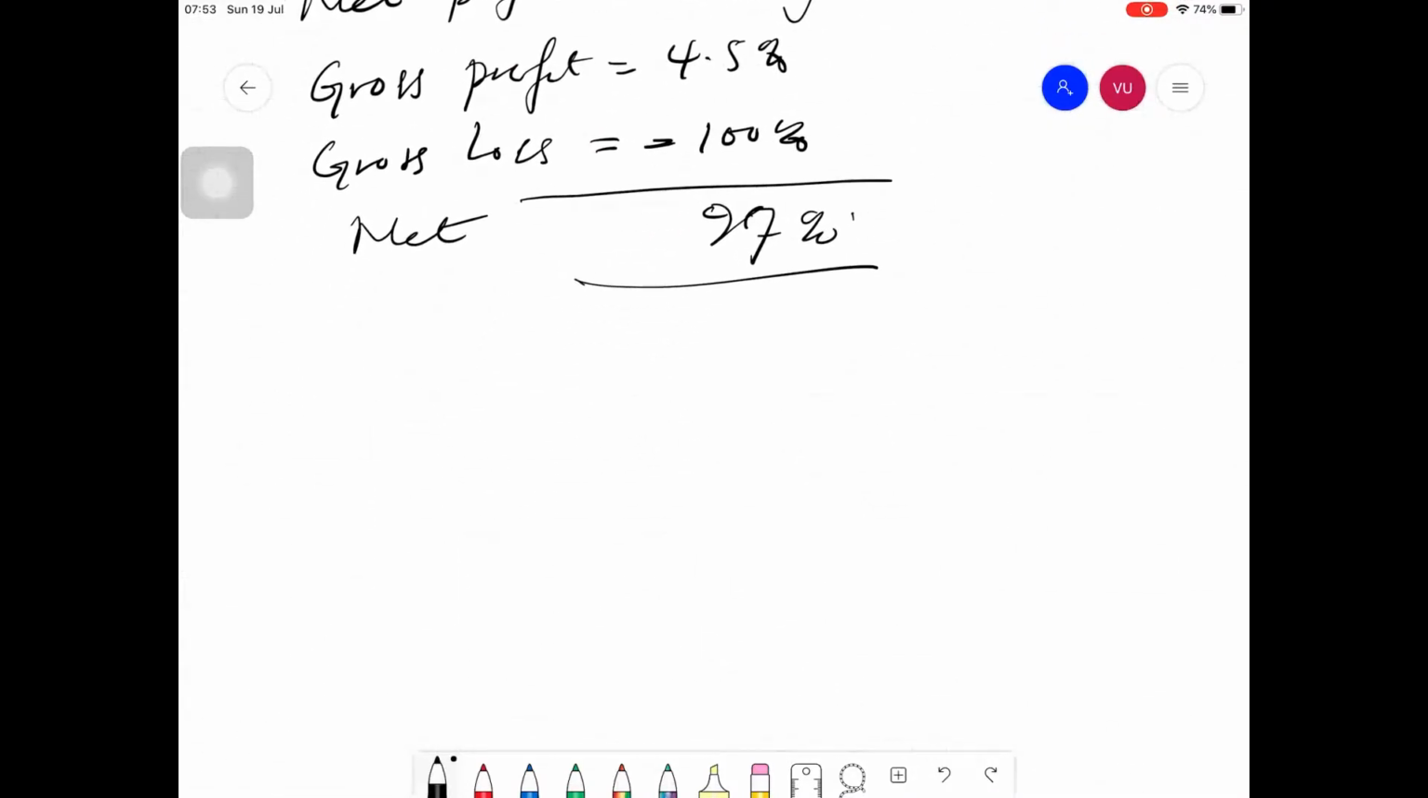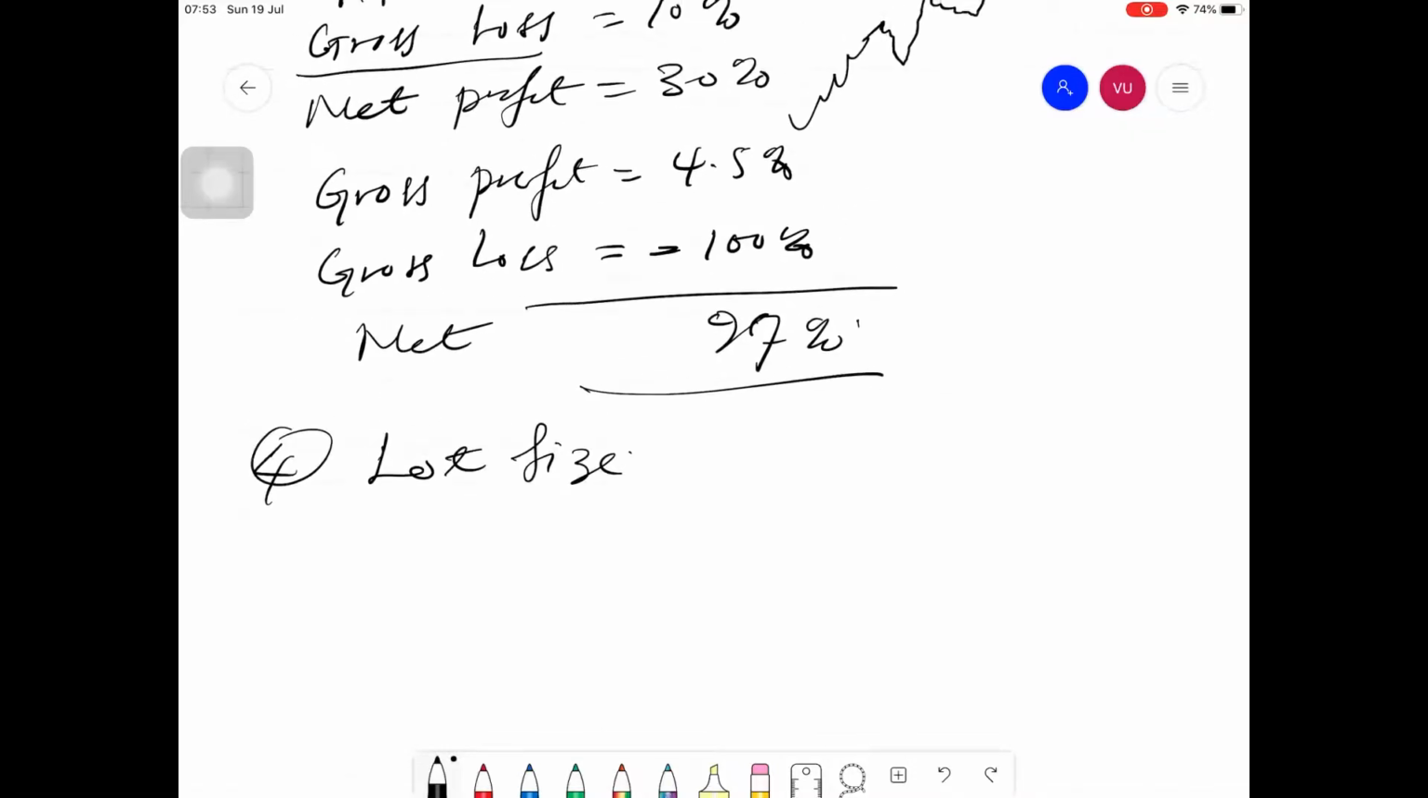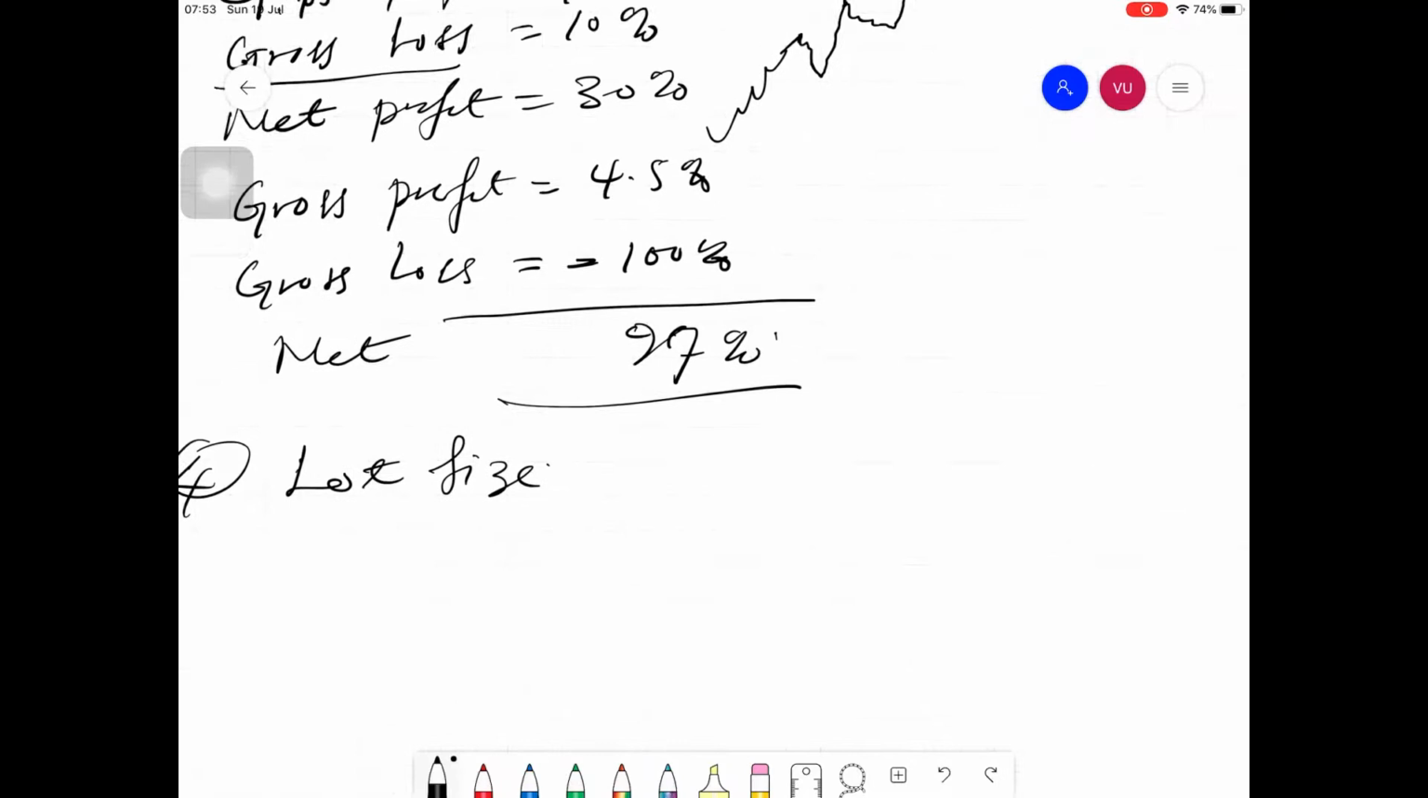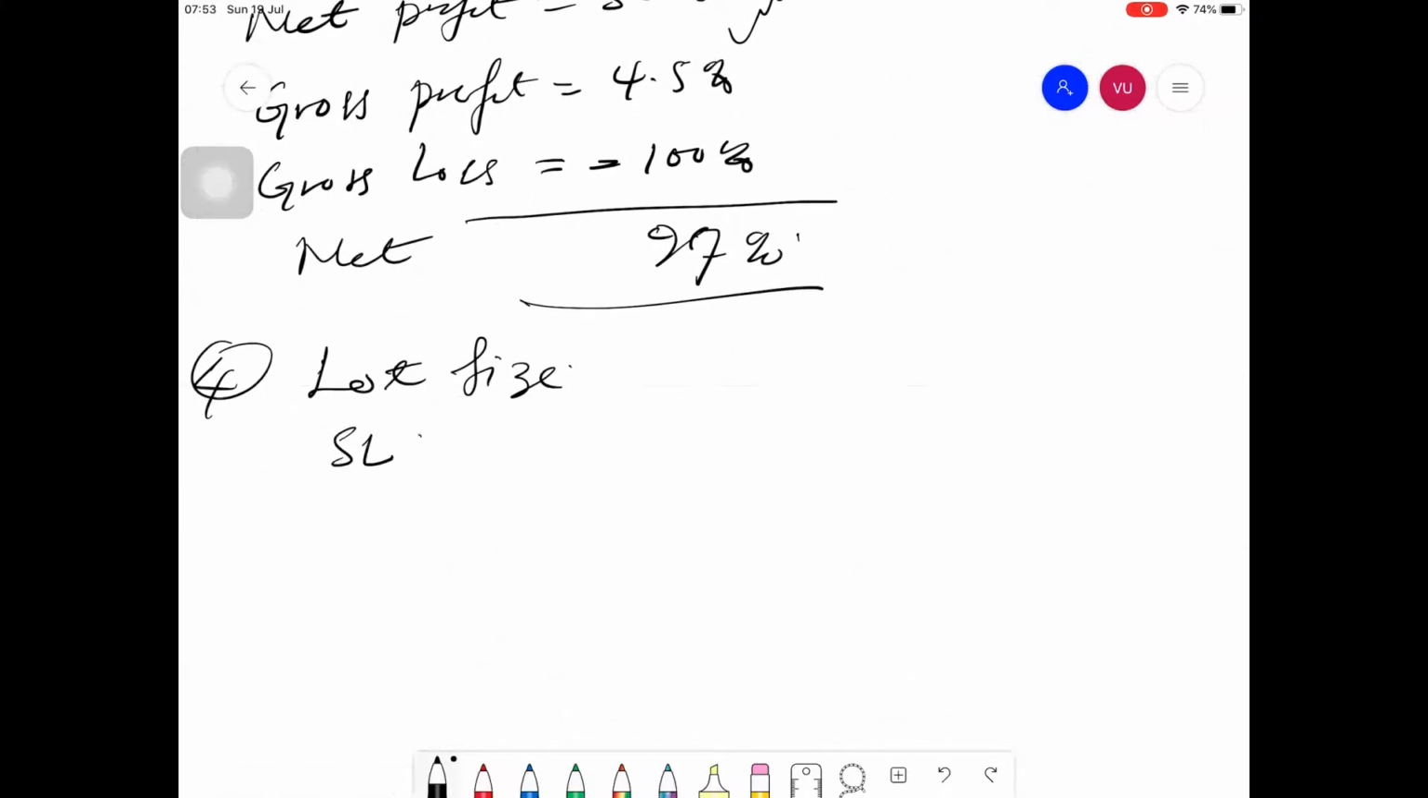So your lot size, now the last one is what lot size. If you are taking a 20 pip stop loss, we used 30 pips before, 30 pip stop loss, take profit times 4, 120 pips. That's 4 to 1. You are risking 2% of your capital. Let's say your capital is $1,000.